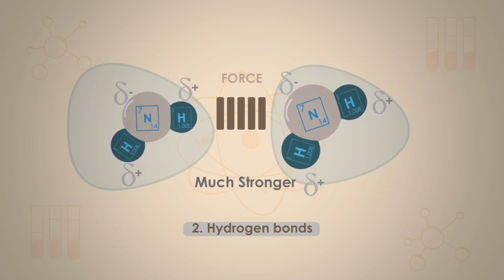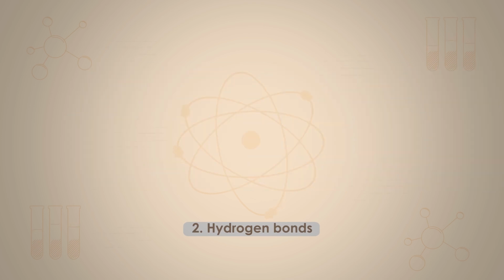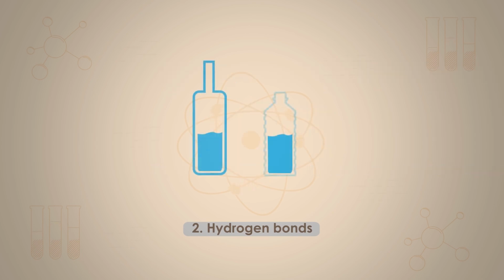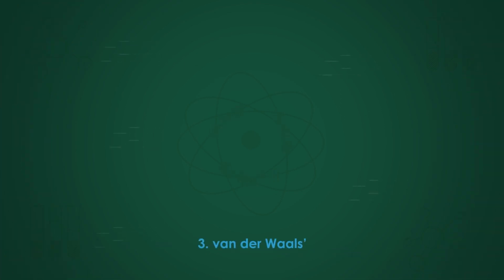This particular type of dipole-dipole attraction between the electron-deficient H delta positive of one molecule and the lone pair of electrons on a fluorine, oxygen, or nitrogen atom of another molecule is given the special name of hydrogen bond. So, a hydrogen bond is the attraction between the H delta positive of one molecule and the delta negative on the lone pair of a fluorine, oxygen, or nitrogen atom of a neighboring molecule.